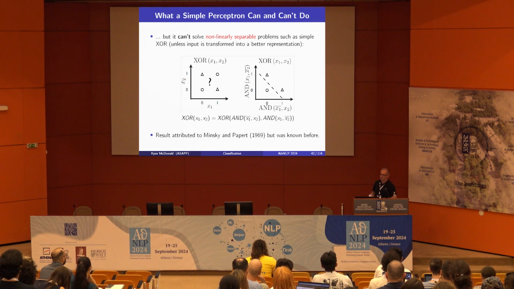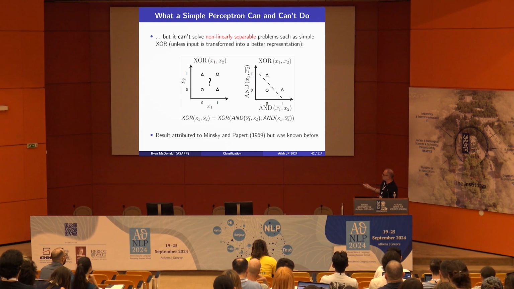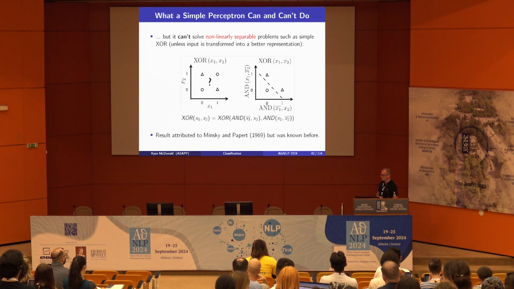However, it can't learn other simple functions like XOR, right? So when x1 is true and x2 is true in XOR, that's false. So this position in the top right here is false. You can't draw a line and perfectly classify this data. So this is not separable. So the perceptron is powerful and it's been used in a bunch of different things, but it can't actually solve this problem.